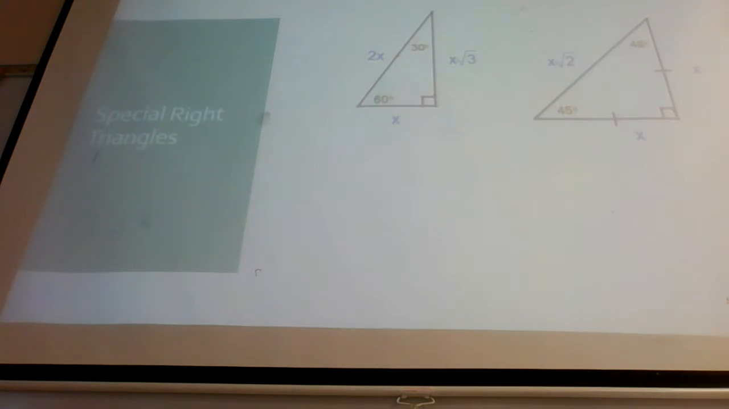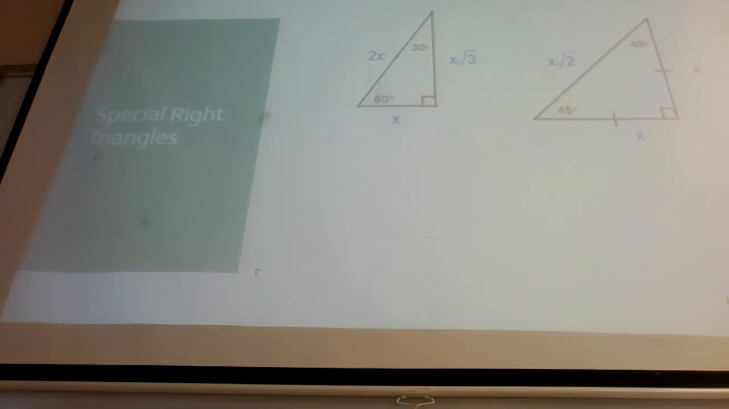The one on the left is the 30, 60, 90 triangle. All right. The smallest leg is x, the middle leg is x root 3, the hypotenuse is 2x. The main thing to remember is the hypotenuse is double the short leg. The long leg is the short leg times root 3. If you remember that the hypotenuse is always double the short leg, you can always get the longer leg using the Pythagorean theorem.